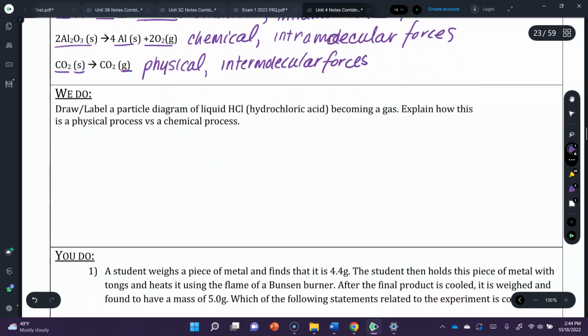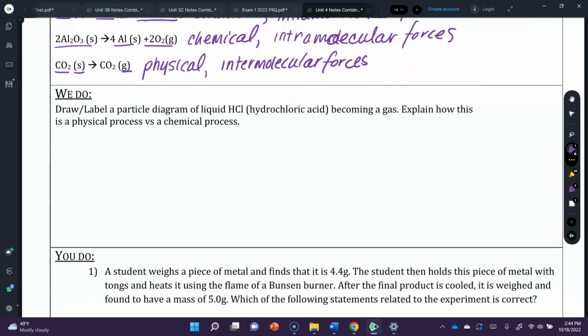Okay, moving to our We Do, I want you guys to draw and label a diagram of hydrochloric acid becoming a gas. So you first need a key identifying which is hydrogen and which is chlorine. Explain how this is a physical process versus a chemical process. Okay, so please pause the video and do that now.